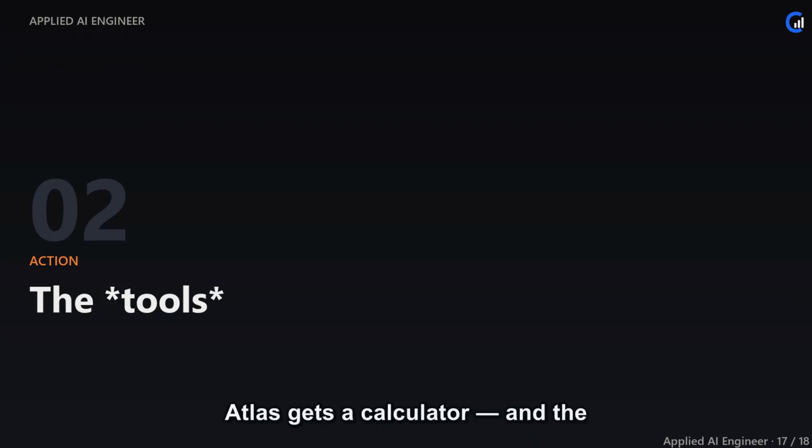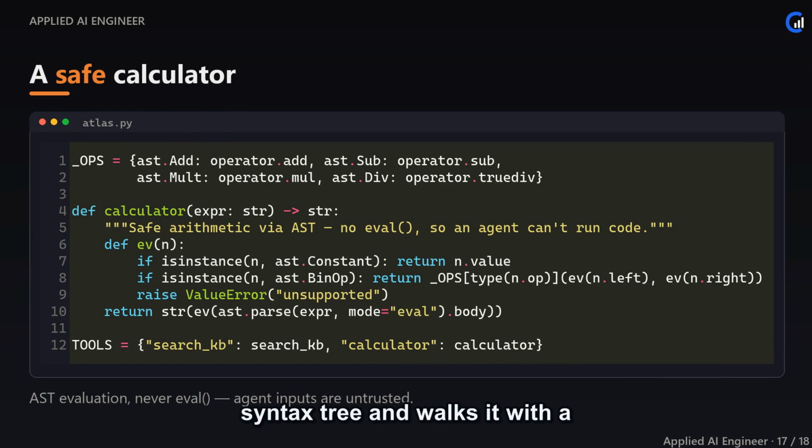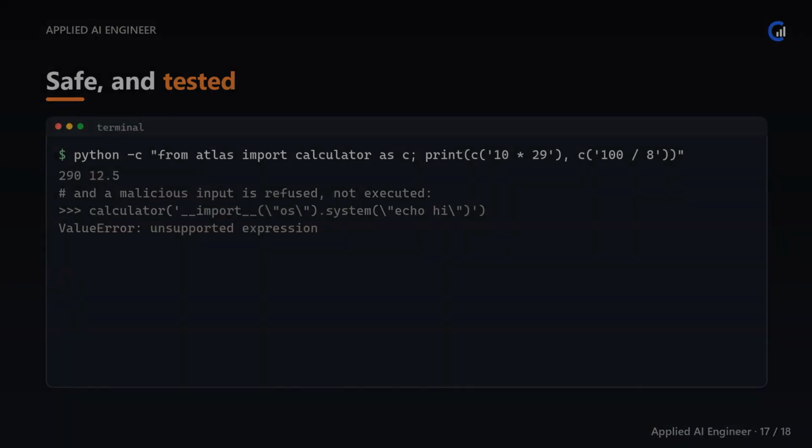Alongside the retriever, Atlas gets a calculator, and the registry pattern makes adding more trivial. The calculator parses the expression into a syntax tree and walks it with a whitelist of operations. Critically, it never calls eval, because the agent's tool inputs come indirectly from a model and ultimately from users, and you must treat them as untrusted, exactly as we argued in the guardrails episode. The tools registry is just a dictionary mapping names to functions, so giving Atlas a new capability is a one-line addition. Here it is working.